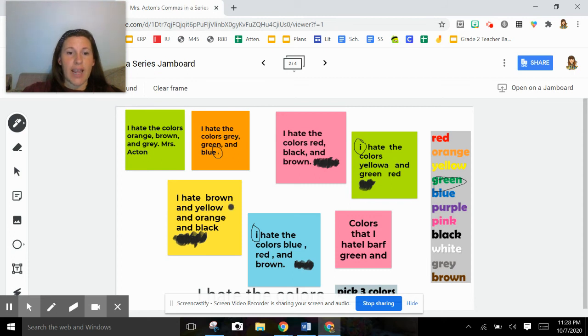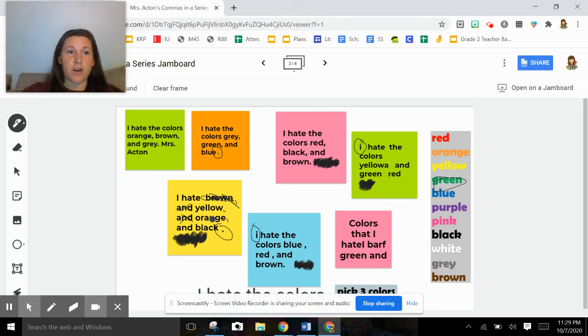I hate brown and yellow and orange and black. Oh my gosh, way too many ands. So we need to take those out. We're going to leave the last one. We're going to say brown, comma, yellow, comma, orange, and black. And they chose 4 words or 4 colors. My directions only said 3. So let's take away this one. 1, comma, 2, comma, and 3. Now it looks better. Need a period at the end. Do you see how much work I'm having to do on this sentence, guys?